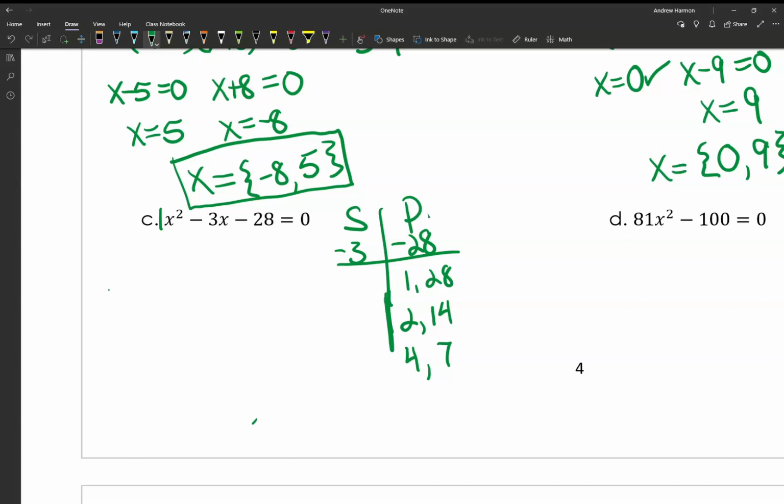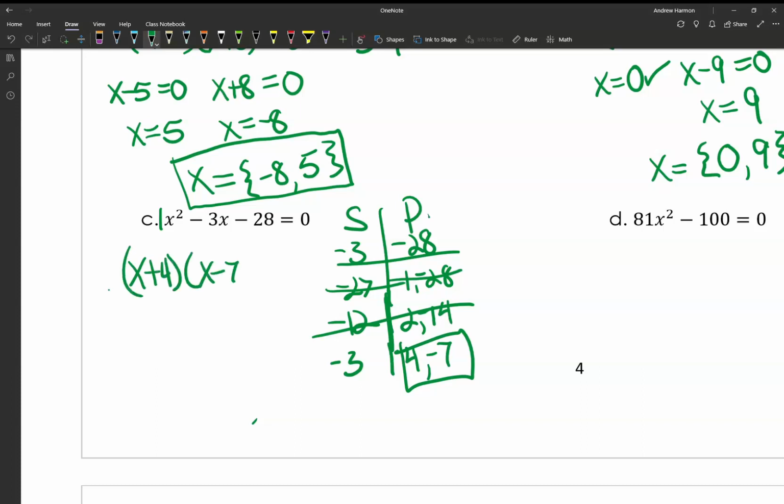So now we just have to see which one would give me a sum of negative 3. Since I want a negative 3, the larger number has to be negative. 1 and negative 28, that's negative 27. Not going to work. 2 and negative 14, that's negative 12. Also not going to work. 4 and negative 7, that does give me negative 3. So 4 and negative 7 are my factors. So we get x plus 4 and x minus 7, and that's going to equal 0.